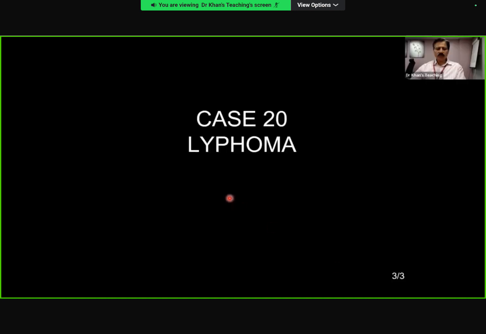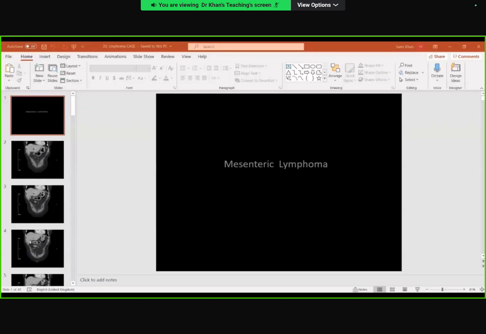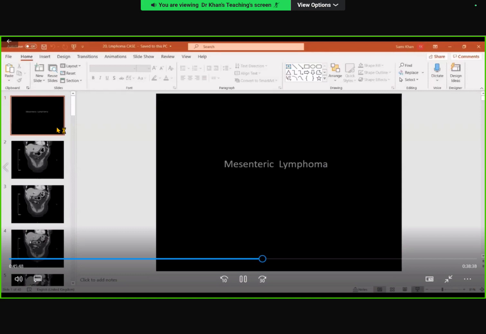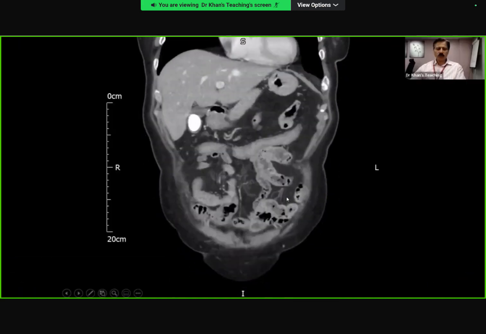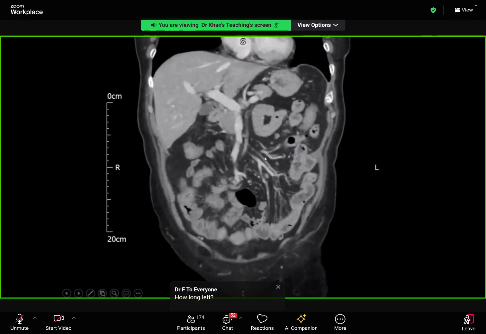Now look at this case. I hope it is projecting for you. Case 20 is projecting. Yeah. Is it projecting for you? Yes. CT scan? Okay. Yes, now it is.